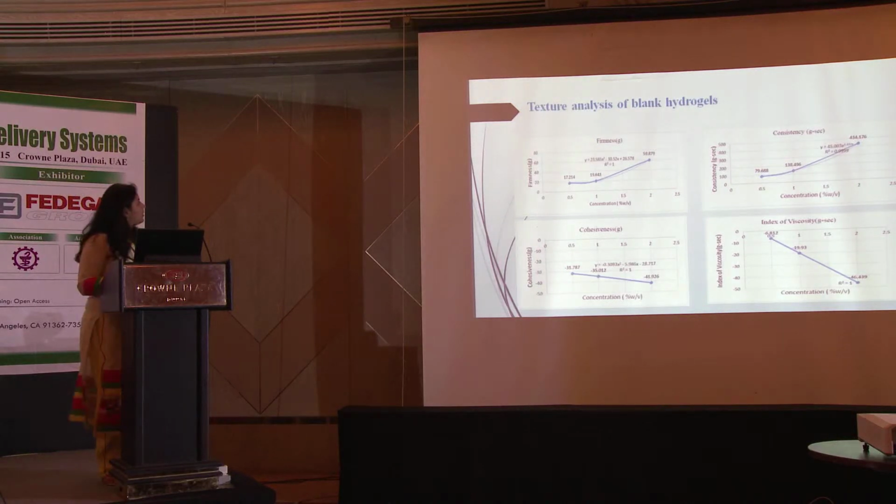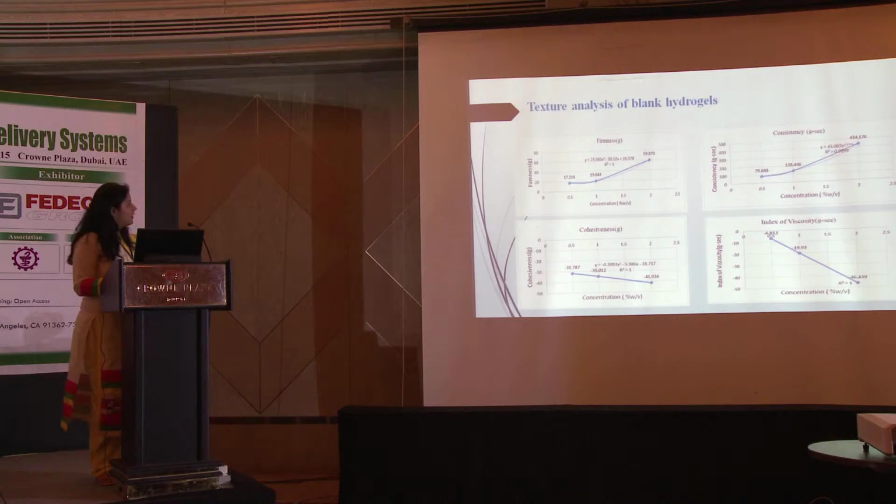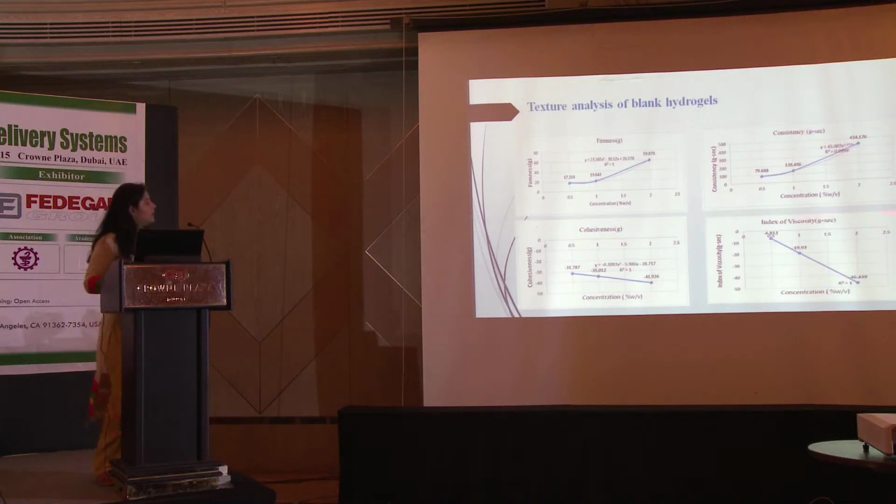Then we did the texture profile analysis of the hydrogels. For the blank hydrogels, we found that with the increase in the concentration of carbopol, there was an increase in the parameters: the firmness, consistency, cohesiveness, and index of viscosity were evaluated. We found that the firmness increases with the increase in carbopol concentration. Consistency was similarly increasing. Cohesiveness and the viscosity, this is a negative graph. The viscosity was very high for the 2% hydrogels. It was not moving at all, non-flowable, very thick, and very highly cohesive.